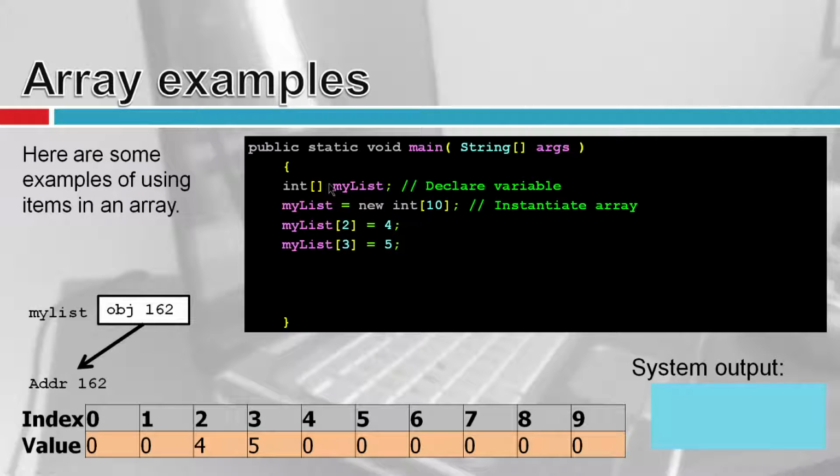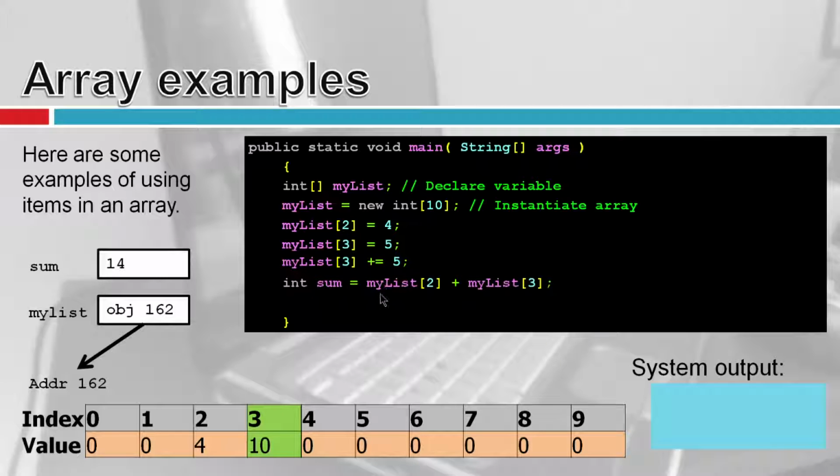So up till now, here's what's happened in code. I've created a variable called mylist. At position 162, I've carved off 10 members in space. I've already set position 2 to 4, and I've set position 3 to 5. Now maybe I want to add 5 to this position here at 3. So I can say, whatever's there at 3, add 5 to it. So I just went from 5 to 10. I changed the value here in the array.